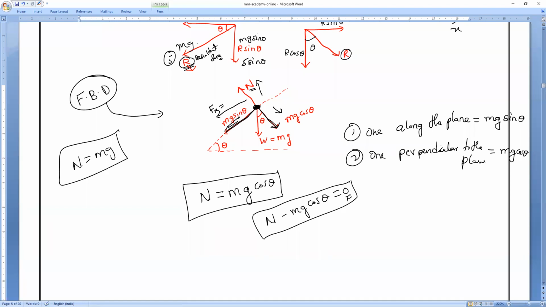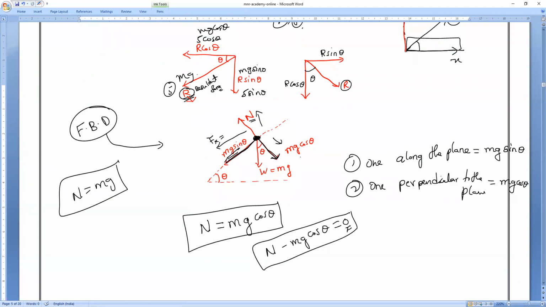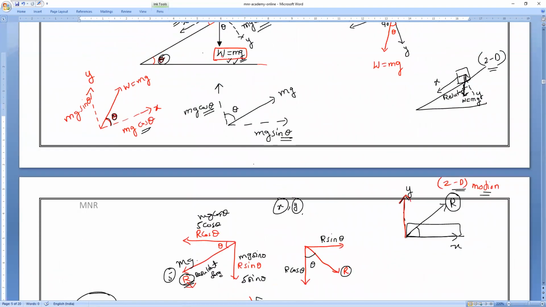Sir, how can we find mg cos theta and sin theta? I will teach you next. You need to know the theta value, and if you know it, then you can start finding it. We will learn it. mg cos theta, mg sin theta, everything I will teach. Do you all understand now?